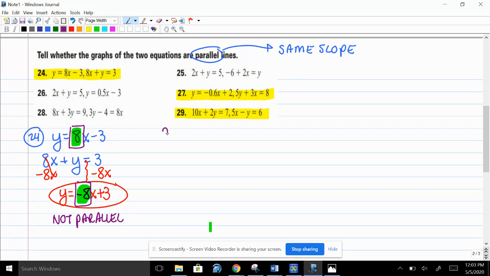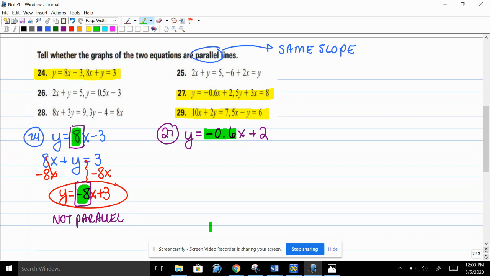If I take a look at number 27, that first equation is y is equal to negative 0.6x plus 2. I know that's a little weird looking because it threw the decimal in there, but that actually is in mx plus b form. So your slope for that one is negative 0.6.